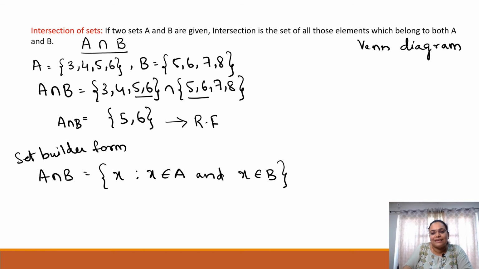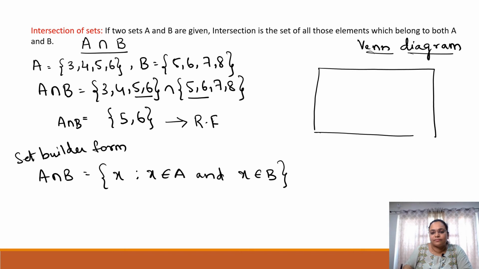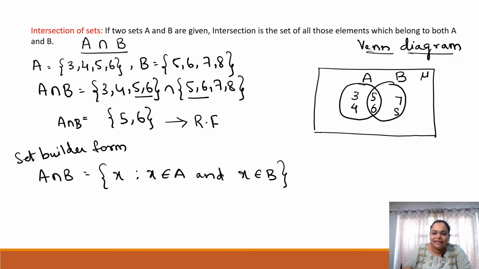How do we represent A intersection B using a Venn diagram? This is your universal set. This is A. This is B. A and B have common elements 5 and 6. Other than 5 and 6, A has 3 and 4, B has 7 and 8. So we need to shade the common elements because we are taking common elements. This is A intersection B.